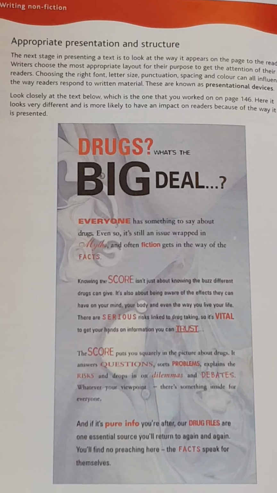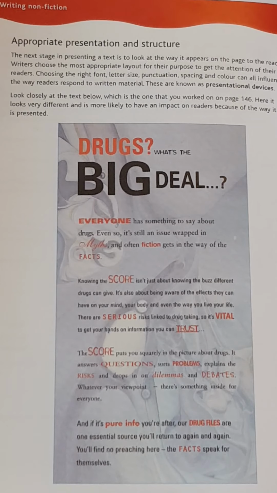The next stage in presenting a text is to look at the way it appears on the page to the reader. Writers choose the most appropriate layout for their purpose to get the attention of their readers. Choosing the right font, letter size, punctuation, spacing, and colour can all influence the way readers respond to a written material. These are known as presentational devices.